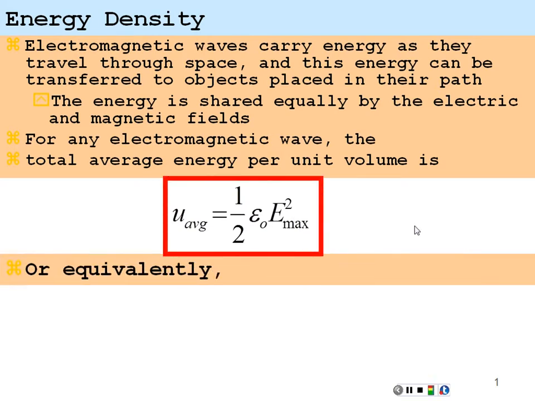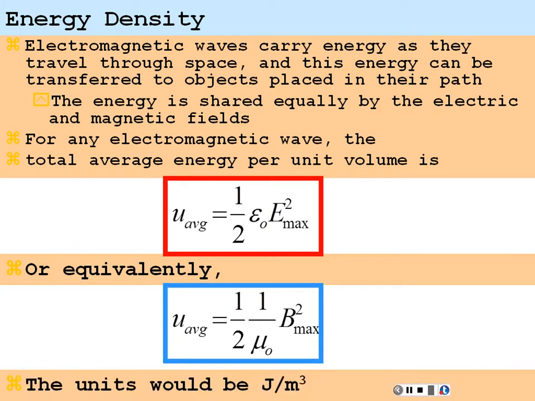Or equivalently, we can write it as the energy density, energy per volume, is 1/2 times 1 over mu naught times the maximum B field squared. The units of this energy density is joules per cubic meter, energy per volume.